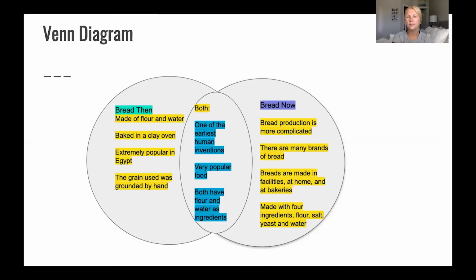So for bread then, it was made of flour and water. It was baked in a clay oven. It was extremely popular in Egypt. And the grain used was ground by hand.